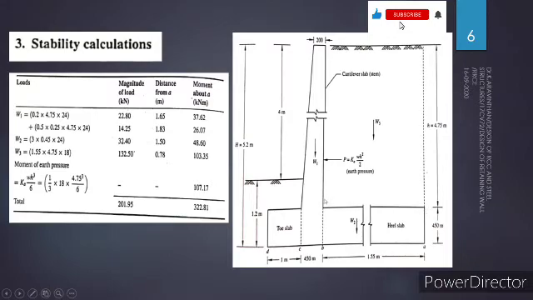So the width is 1.55. So 1.55 by 2 will be 0.78. So the centroid will act exactly here. This distance will be 0.78.